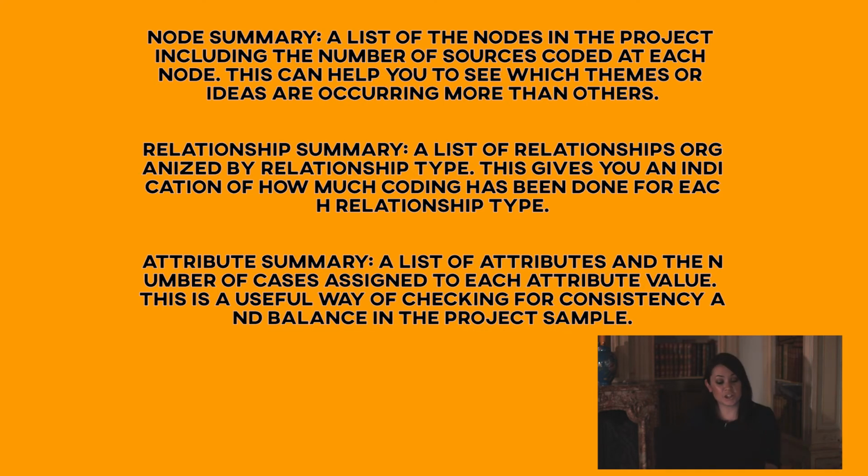A relationship summary is a list of relationships organised by relationship type. This gives you an indication of how much coding has been done for each relationship type. And an attribute summary is a list of attributes and the number of cases assigned to each attribute value. This is a useful way of checking for consistency and balance in the project sample. These reports can be really helpful if you're conducting a mixed method study, and see the tutorial for more information.